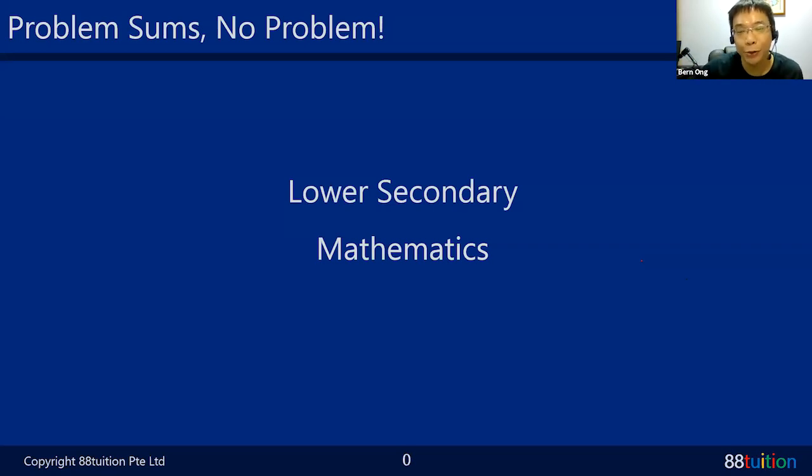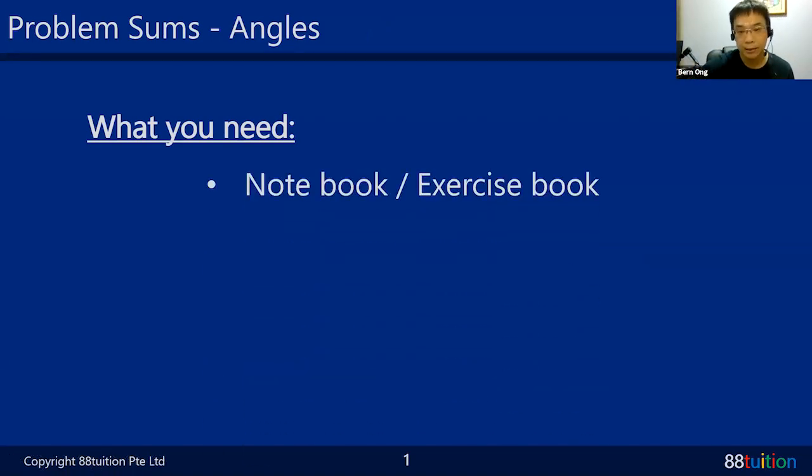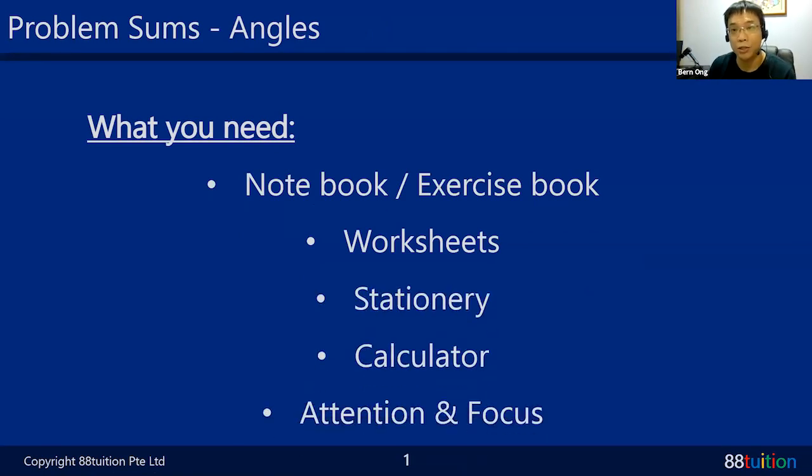Anyway, come, let's go on to today's lesson. Today's lesson is talking about angles. Very simple, parallel lines and something called polygon. Let's take a look at what is happening first. First thing first, I believe you all already have what I requested, right? Things like your exercise book, the worksheet that you're supposed to print out, the stationery and the calculator, and of course your attention and focus.